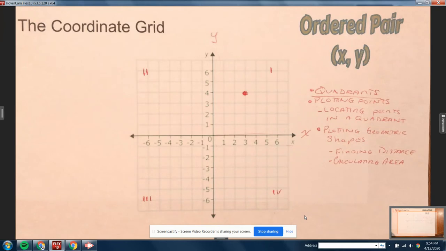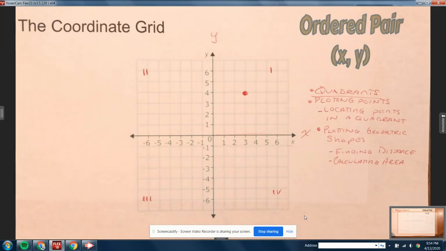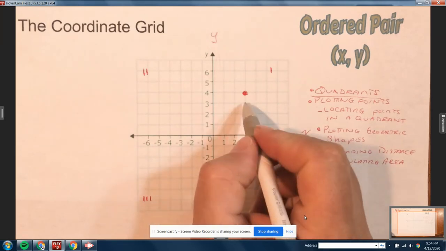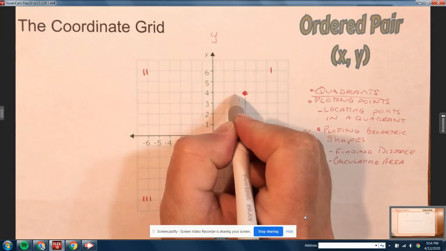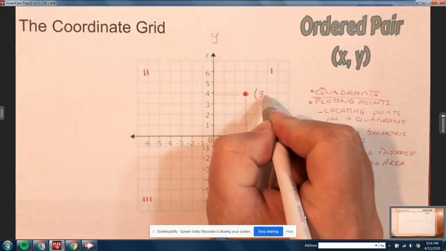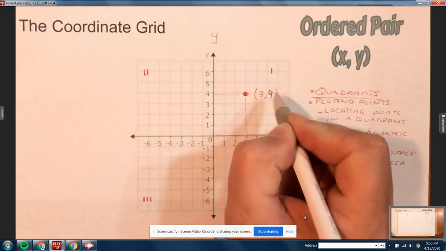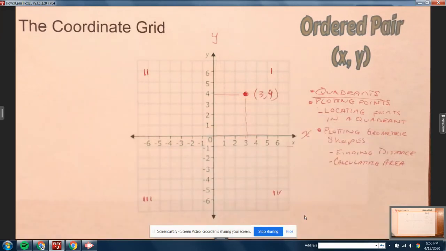Just as before, when we plotted a point on the coordinate grid, to locate that point, to label it, to determine its ordered pair, its coordinate, we would trace it back to the x-axis and then the y-axis, because ordered pairs are written in that order, x, then y. So this point here is located at 3, 4. The difference now is we have 3 more quadrants that we can plot points in.